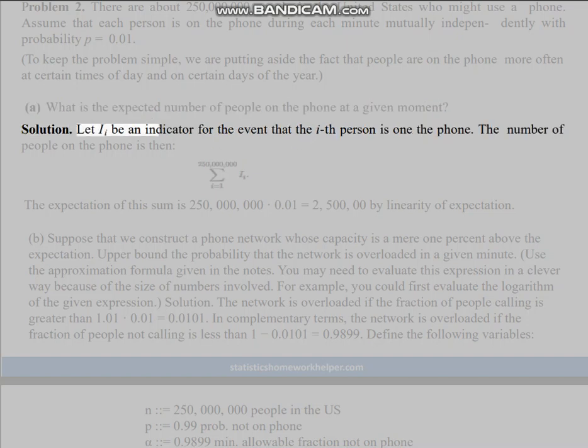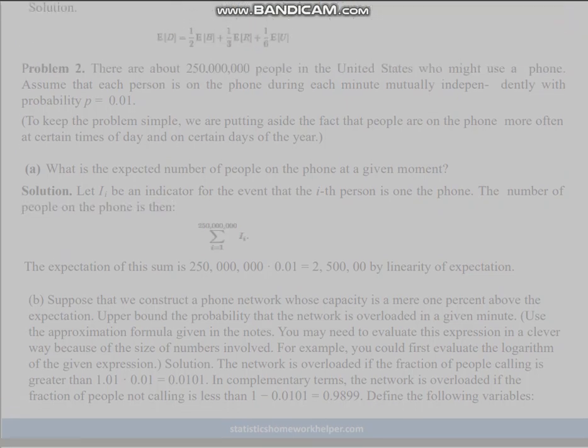Solution. Let X_i be an indicator for the event that the i-th person is on the phone. The number of people on the phone is then the sum of the X_i. The expectation of this sum is 250,000,000 × 0.01, which is equal to 2,500,000 by linearity of expectation.